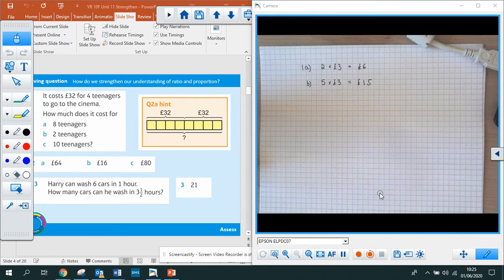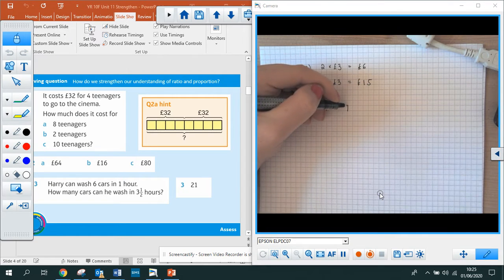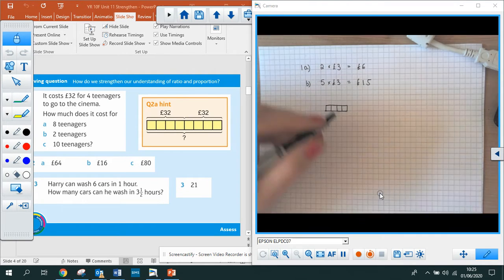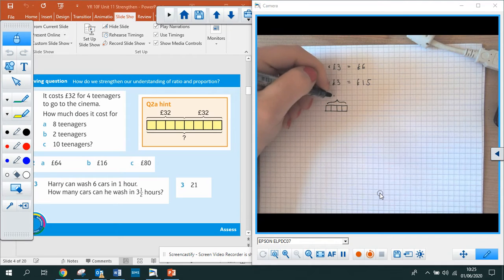So question 2 says, it costs £32 for 4 teenagers to go to the cinema. How much does it cost for A, 8 teenagers, B, 2 teenagers, and C, 10 teenagers? For part A, you've been given a hint. It's showing you 4 squares, so 4 squares is worth the 4 people that we've been given. I'm going to draw that roughly here. We have 4 tickets, and that cost the whole thing £32.